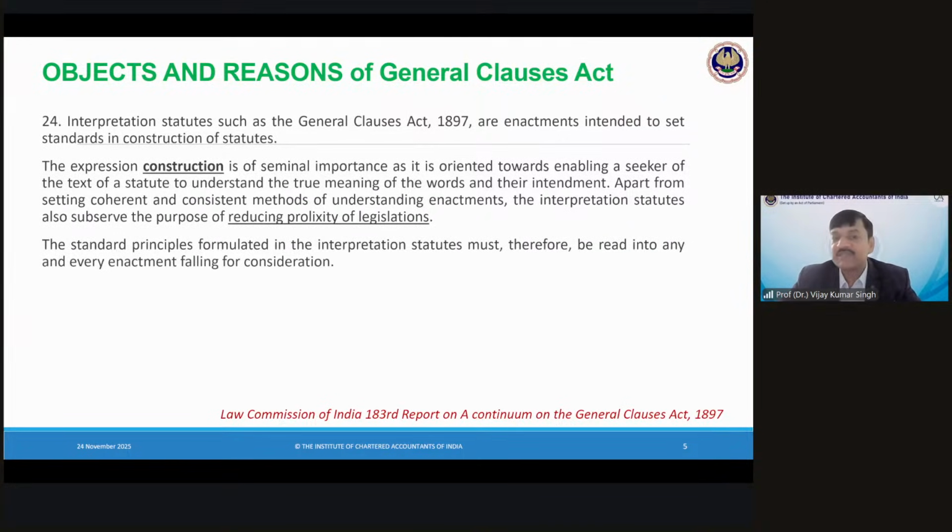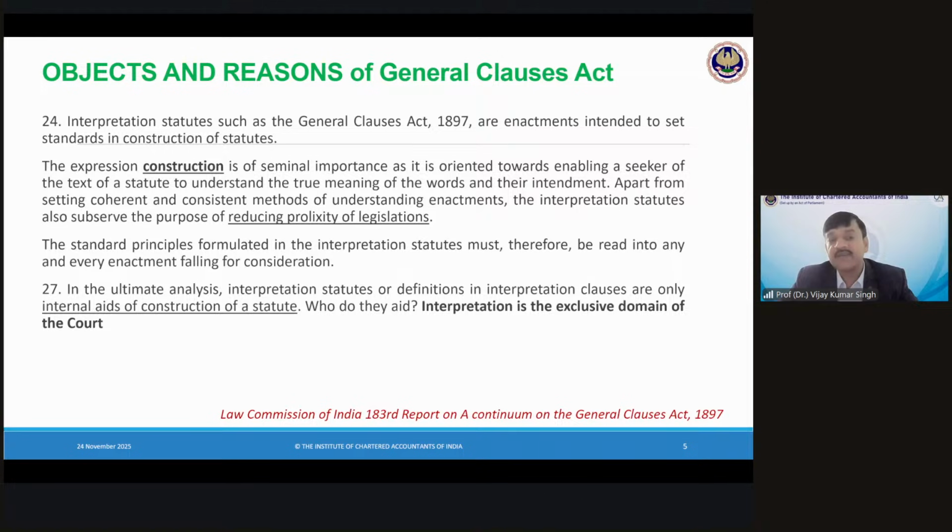The standard principles formulated in the interpretation of statutes must therefore be read into any and every enactment falling for consideration. And this is one of the major focuses of the General Clauses Act. In para 27, the Law Commission says, in the ultimate analysis, interpretation of statutes or definitions in interpretation clauses are only internal aids to construction of a statute.